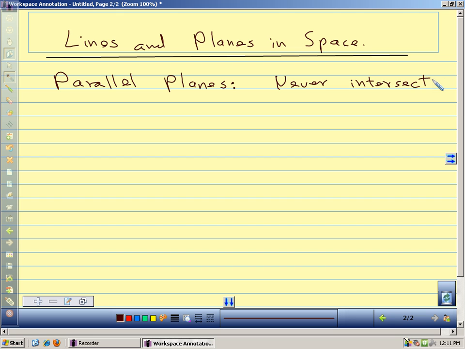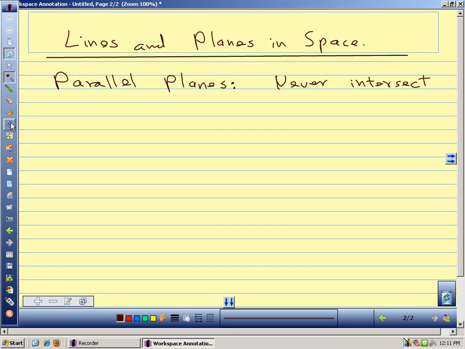So if we think of the ceiling as a plane and we think of the floor as a plane, those two planes would be parallel because they never intersect. If our ceiling and our floor intersected, we'd be in a building that wasn't rectangular. So our planes never intersect.